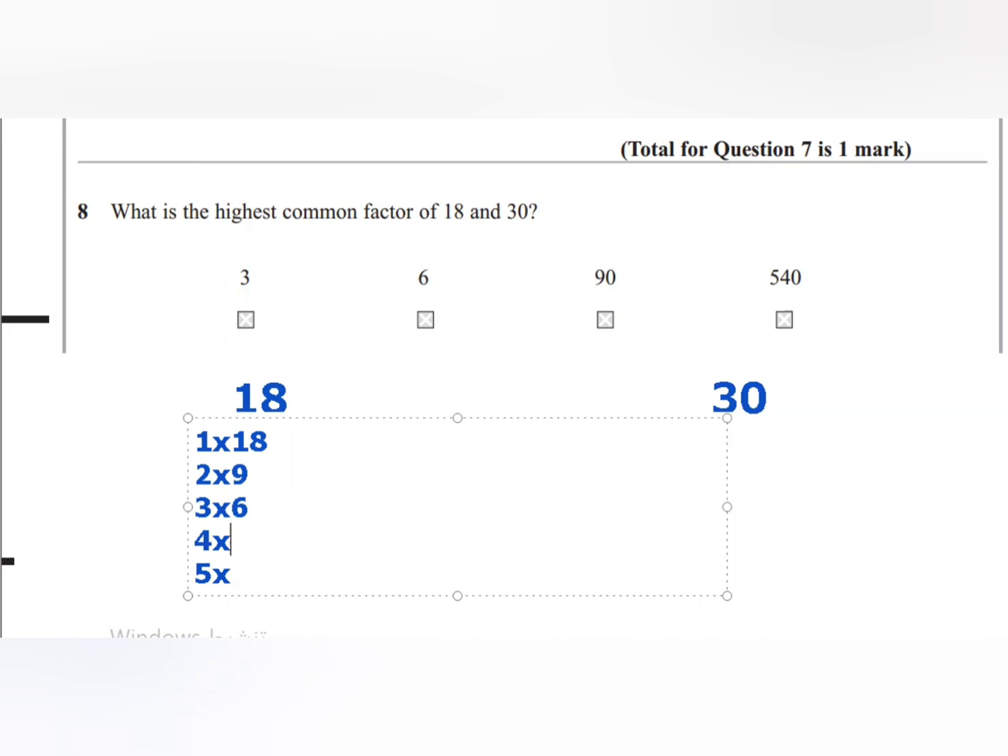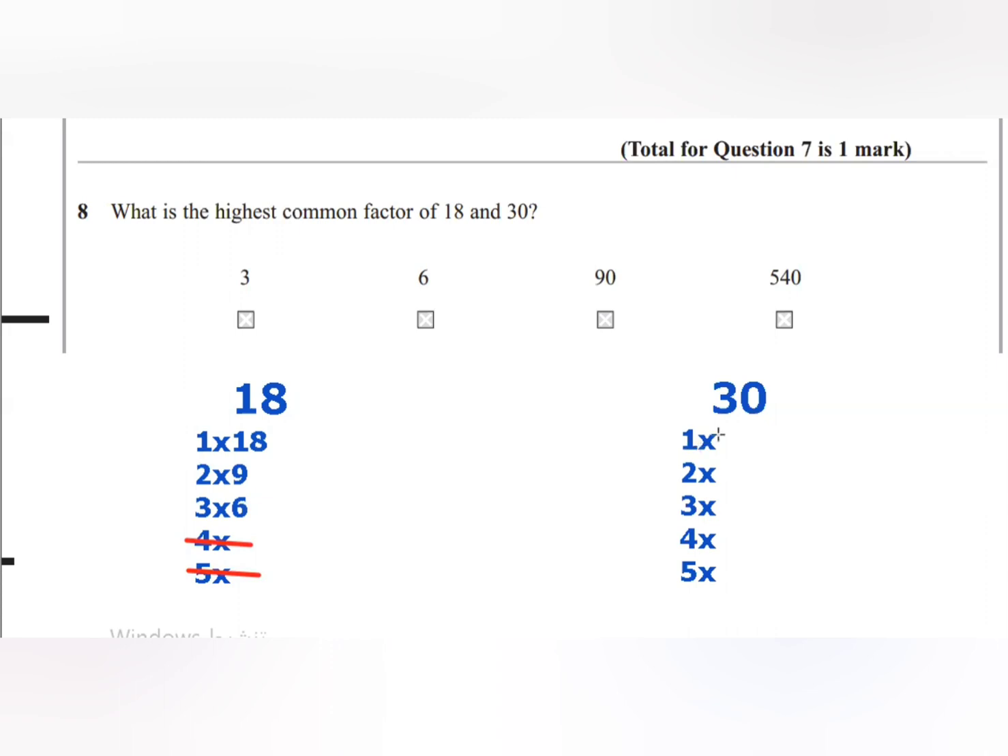We will get a decimal, so it's not gonna be used. We're not gonna use it. And then 18 divide 5, same idea, is gonna be a decimal, so we're not gonna use it. And then 6 will repeat 3 again, so we're gonna stop at 3. Now let's remove this and this. Here we got the factors of 18.